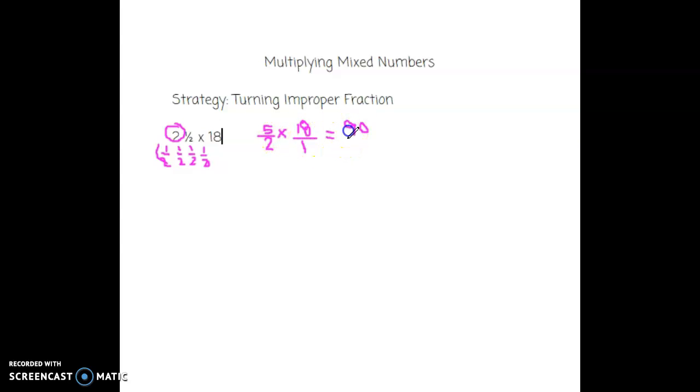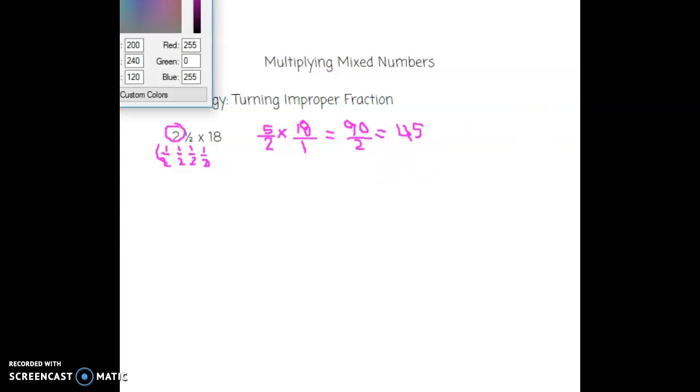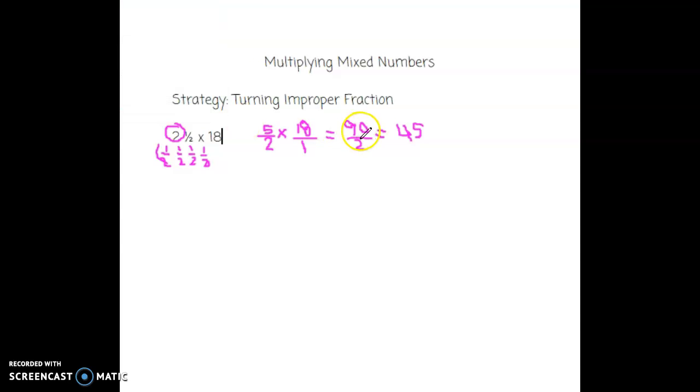And then 2 times 1 is 2. And then you're going to have to put it in its lowest terms. So 90 divided by 2, or 2 goes into 90, 45 times. So your answer is 45, the same as it was the other day. Now, I do want to show you how to go ahead and cross cancel. That will make your multiplying a little bit easier.